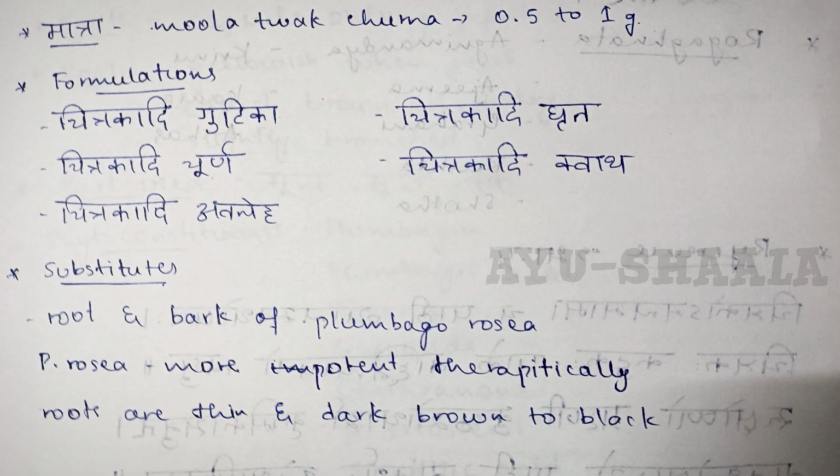And here I have given the substitutes, not that different. So the root and bark of Plumbago rosea is substituted in the place of Plumbago zeylanica. And Plumbago rosea, just remember this, is more potent therapeutically, and its roots are thin and dark brown to black. So no need to worry. You just remember its substitute is root and bark of Plumbago rosea. So here the Chitraka drug ends.